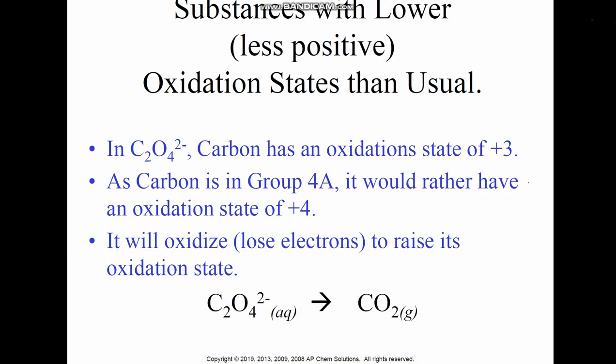All right, substances with lower or less positive oxidation states than usual, something like C2O4, where carbon has an oxidation state of +3. This is oxalate, and it is going from what you see here as a +3 to a +4. It is going to oxidize, or lose electrons, in order to raise its oxidation state.